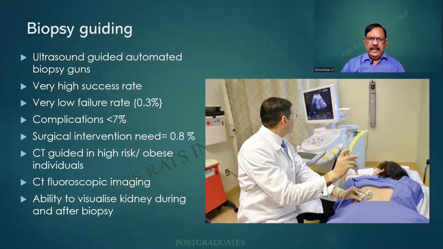The CT guided in high risk and obese patients can be of importance instead of just the ultrasound. And there is something called fluoroscopic imaging, an ability to visualize the kidney during and after the biopsy. These are of great importance. Probably the CT will help us in this. So what is the ultrasound guided? What is the CT guided? What is the CT fluoroscopic imaging? And then what is the imaging before and after the biopsy? Again, the same old story, the position, etc. You people can narrate.